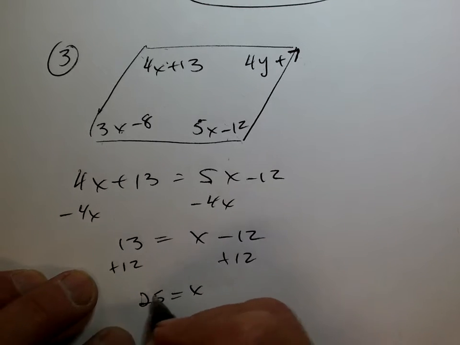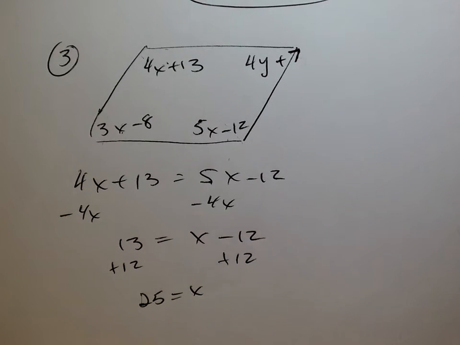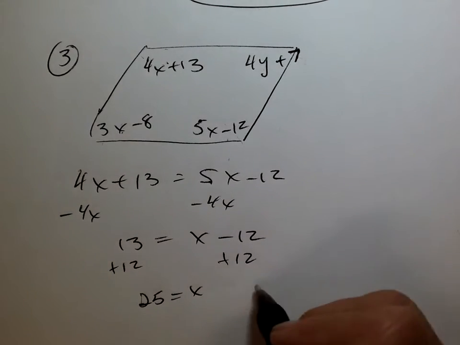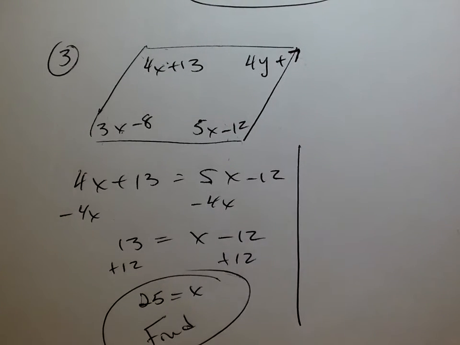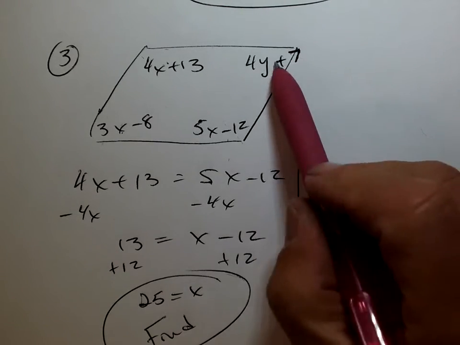Now, what's the question? The question says find the value of x. Okay, I don't need any more than just that. I don't need to plug it back in because it just says find x. And then find y. So find x, I've got it. And then if I want to find y, y is sitting right here, but I need y to be equal to something.